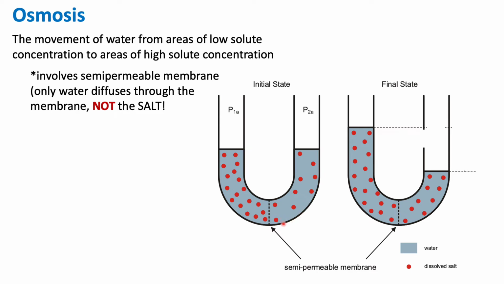Now, what's important to note about osmosis is that it's always the water that is moving through the semi-permeable membrane to balance out the concentrations. It is never the salt that moves through that semi-permeable membrane. And that's very important to make note of.